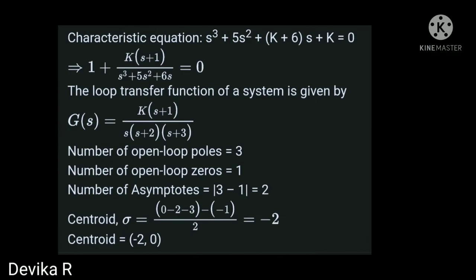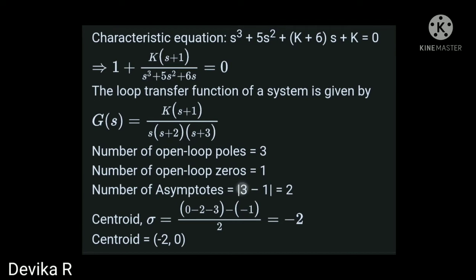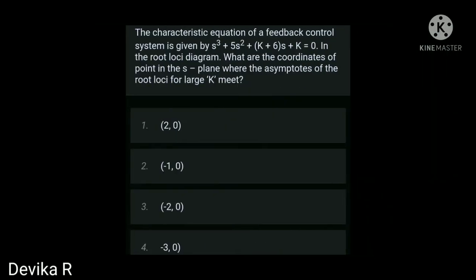First write the characteristic equation, from which we find G of s. Then find the open loop poles and open loop zeros, because the centroid formula is always written for open loop poles and zeros. The formula of the centroid is the sum of the poles minus the sum of the zeros, divided by the number of poles minus the number of zeros. There are 3 poles and 1 zero, so 3 minus 1 is 2. Adding all the poles and zeros, we get minus 2. So minus 2 comma 0 is the answer here.